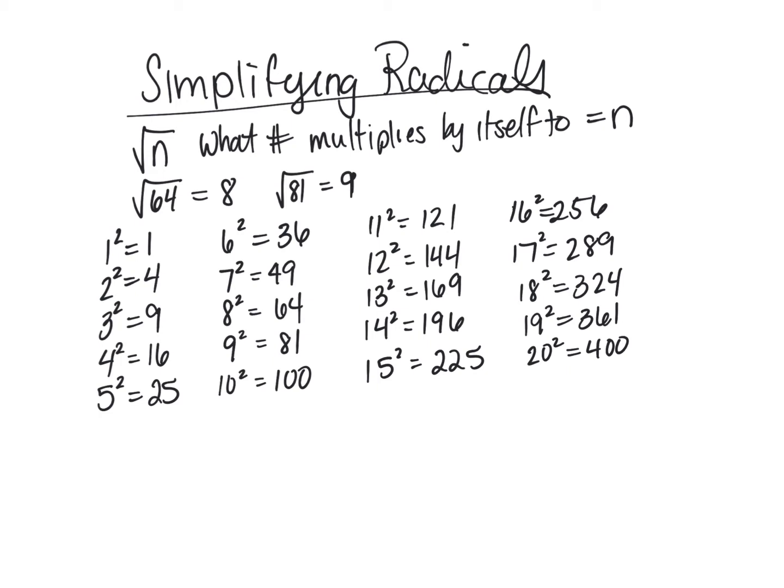Knowing these will help make this go faster, right? Because some of your problems are going to have a perfect square answer, and you've got to recognize those. Oh, that's a perfect square. Most of you probably have up to 12, maybe 13 memorized, right? So that's only a couple more numbers to commit to memory, but it will help you.